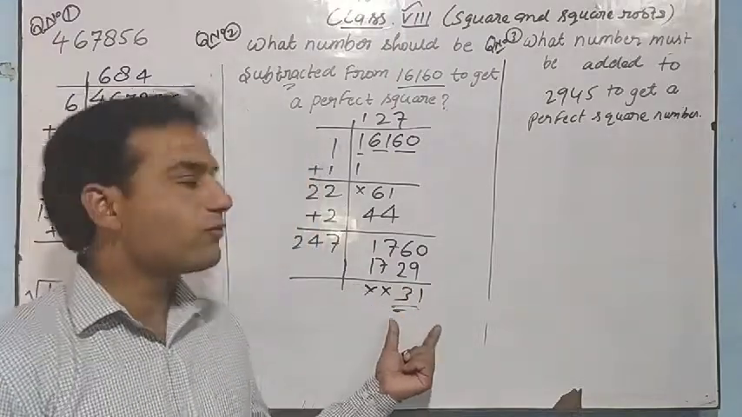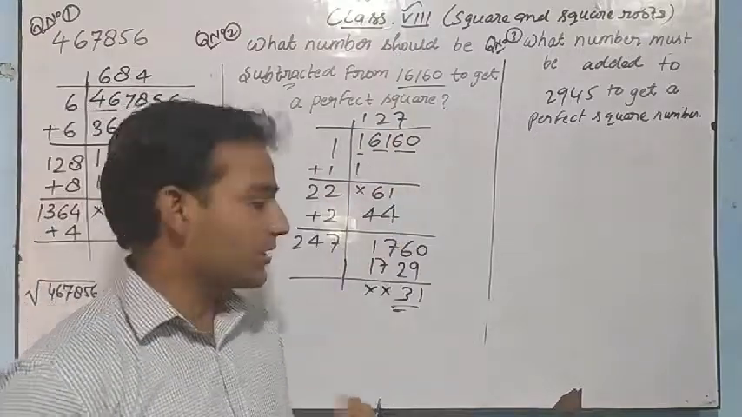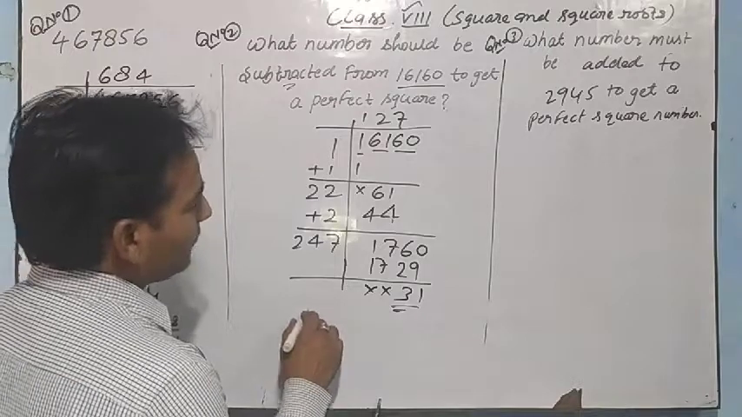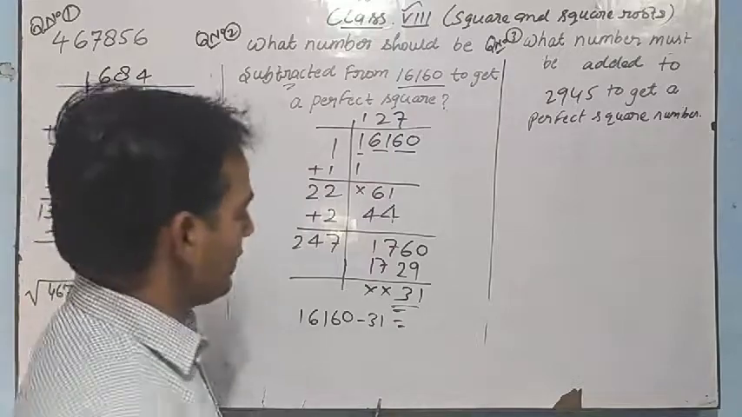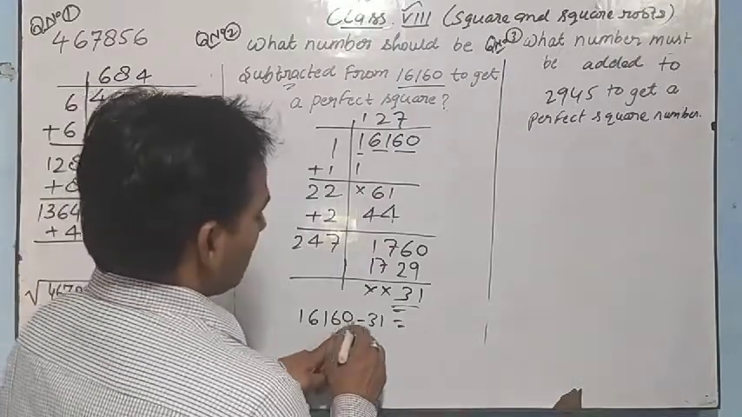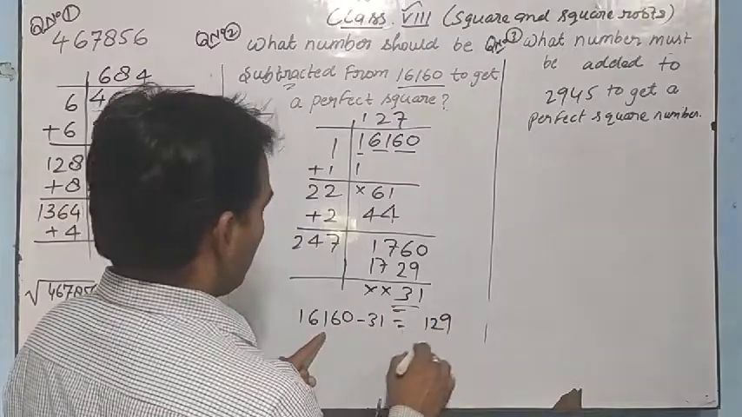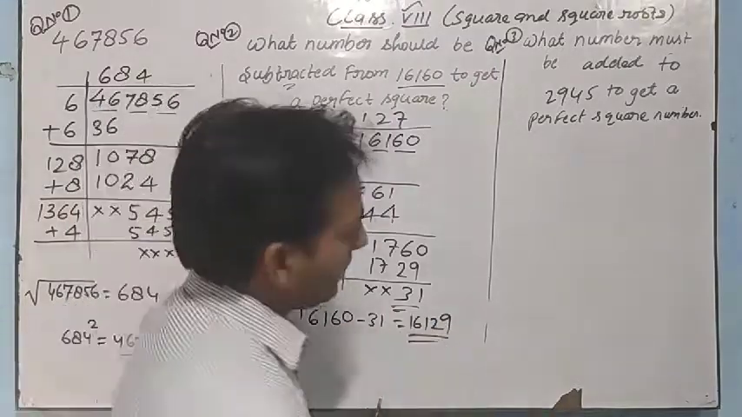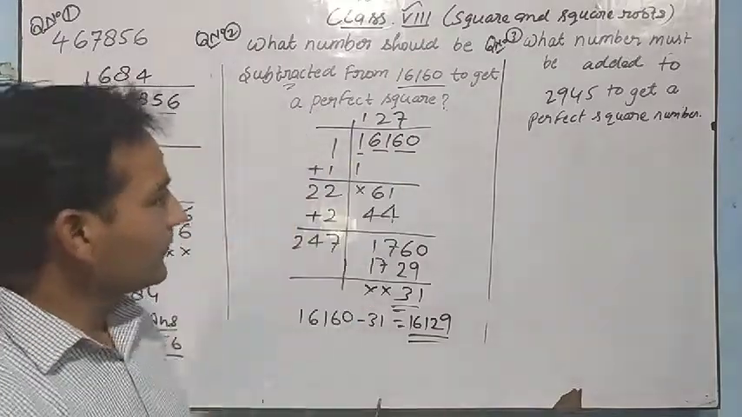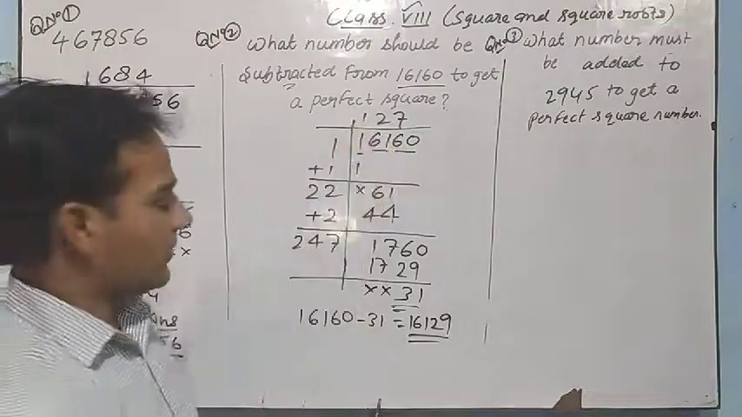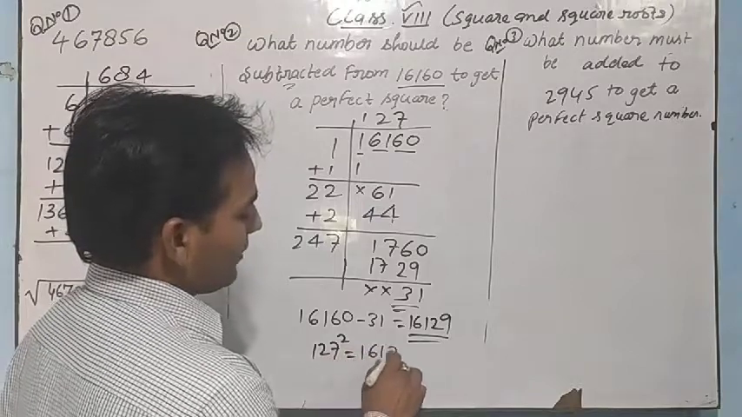If this 31 was not there in this 16,160, it would have been a perfect square. So we will subtract 31 from 16,160 to make it a perfect square. If we subtract this, let us see what number we get. 10 minus 1 is 9, 5 minus 3 is 2, 1 6 1. So 16,129 is a perfect square, and the number will be this 127. We can check it. If we square 127, we will get 16,129.